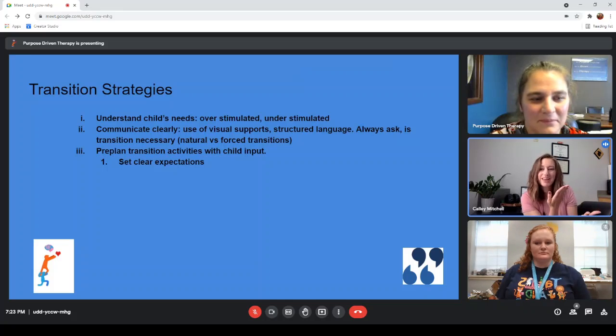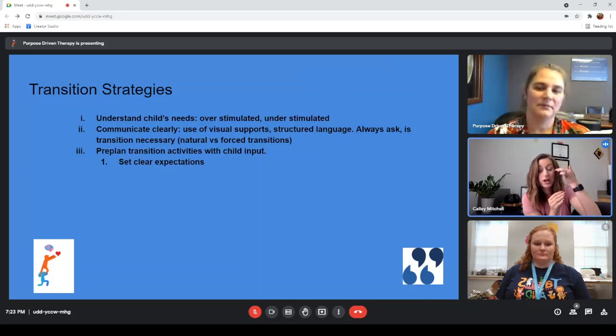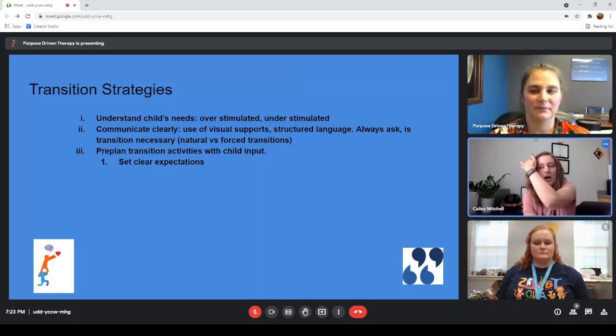So if we can be consistent and structured in what we say when we're transitioning, it can help a child kind of pre-plan, right? Oh, I get it. I've done this before. I've heard this before. Okay. Makes it easier for me to understand and to transition. And an important question is, with our communication, is this transition necessary?